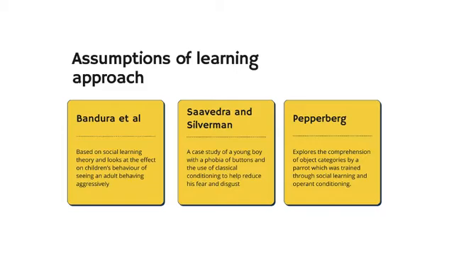Then we looked at Saavedra and Silverman. It was about a young boy who had a phobia of buttons and how classical conditioning was used to help reduce his fear and disgust, and how they were successful in doing that. Now for Pepperberg, we will explore the comprehension of object categories by a parrot which was trained through social learning and operant conditioning. So in this study, we use both social learning and operant conditioning to teach a parrot about object categories.